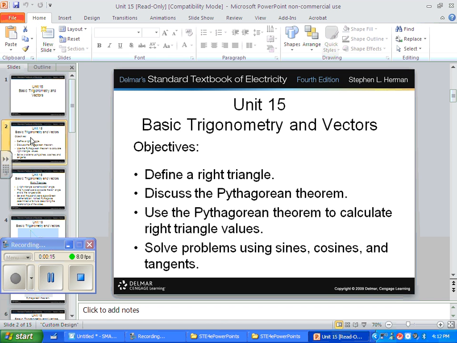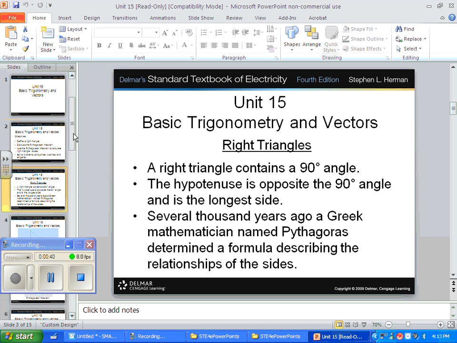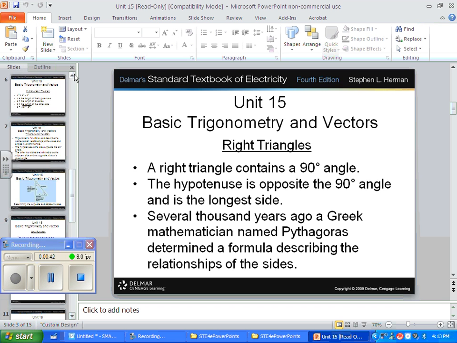We're going to find a right triangle. We are going to discuss the Pythagorean theorem, and we are not going to apply it very much. If you do this electrical stuff, then you need to do it by sine, cosine, tangent, not Pythagorean theorem. Pythagorean theorem is a shortcut that you can use sometimes, but it leaves you needing other information. Okay? And solve problems using sine, cosine, and tangent. That's mainly what we're going to do.